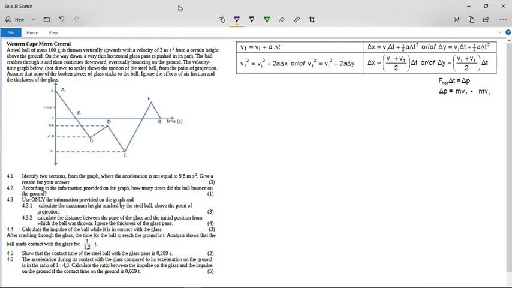There's two different Western Cape papers. I don't know why, but that's how it works. And this one is really interesting for projectile motion, but it's projectile motion but also uses impulses, joining the two things together.